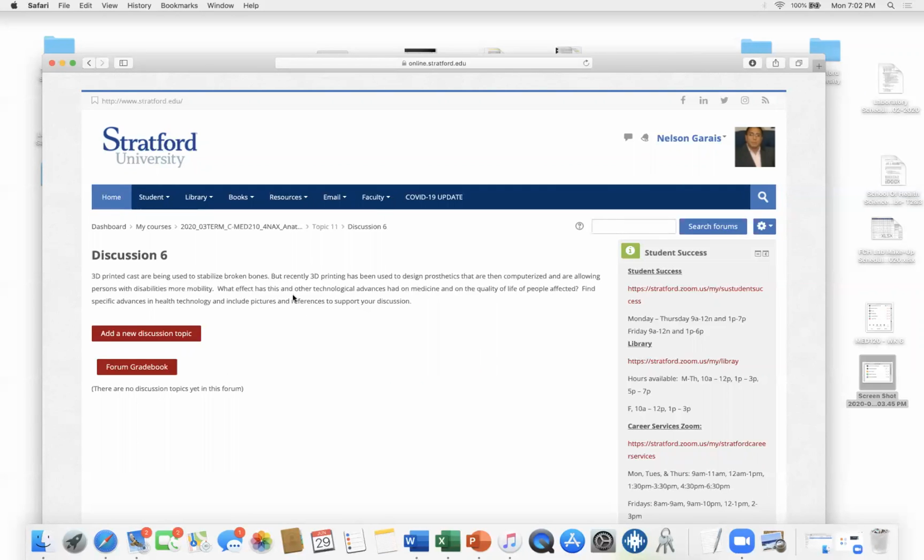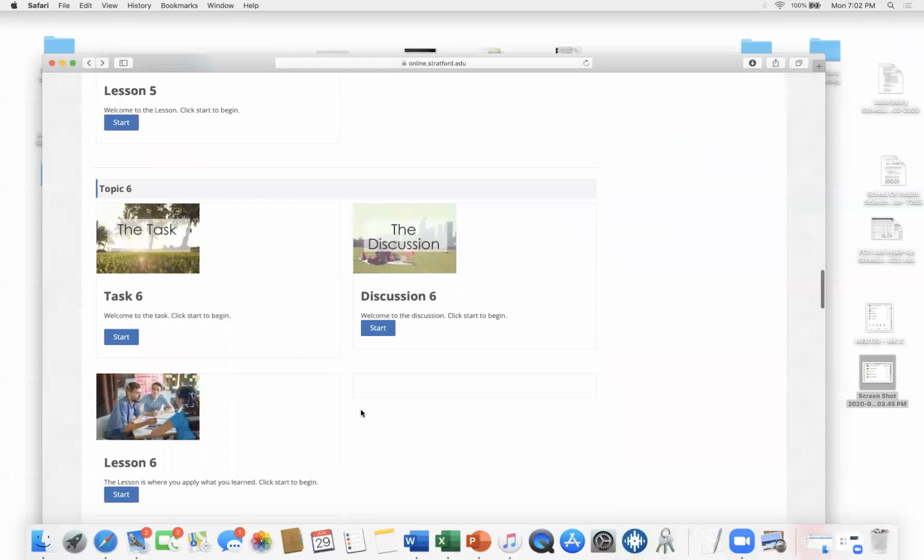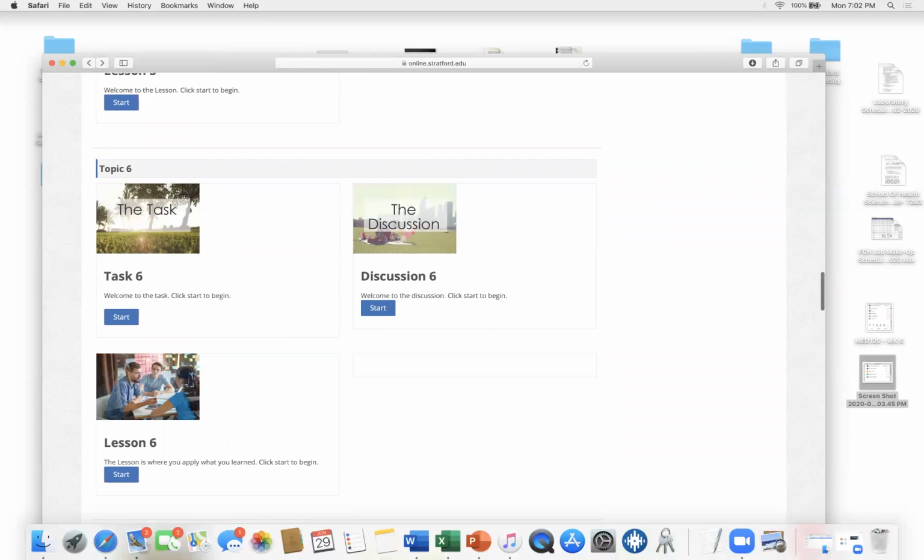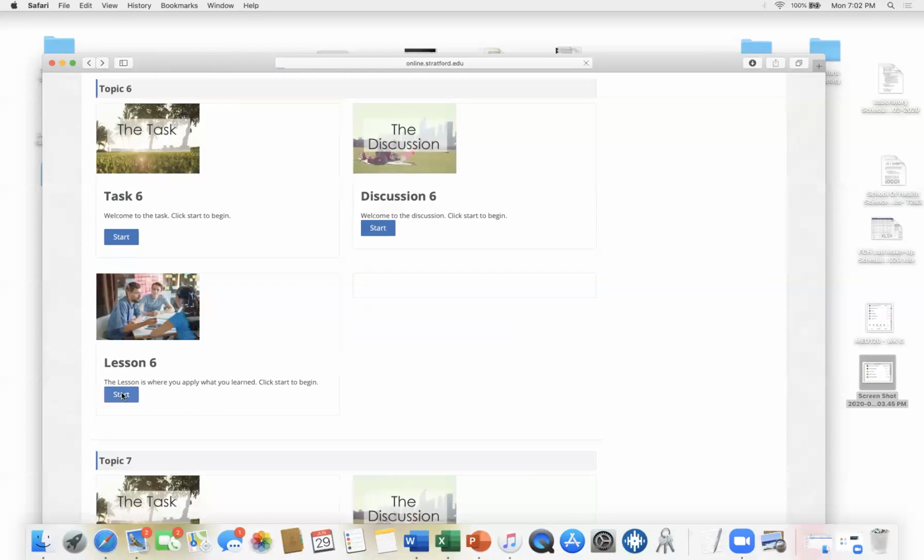And of course, I'm looking for very, very recent stuff, because 3D printing is very, very modern, and it's now also relatively affordable.